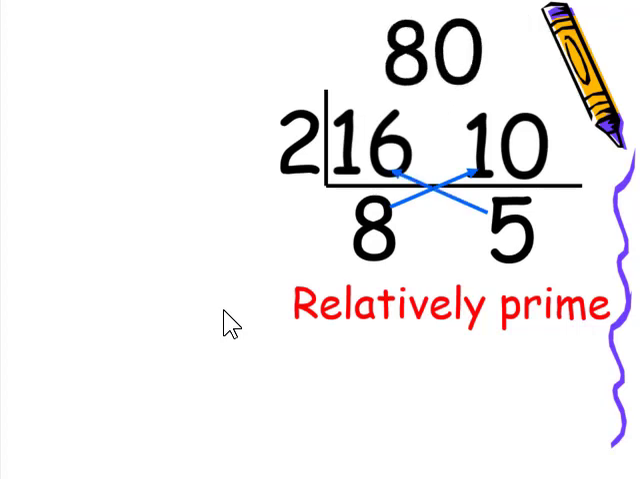The fraction with a denominator of 16 will multiply the top and bottom by 5, and the fraction with a denominator of 10 will multiply the top and bottom by 8.